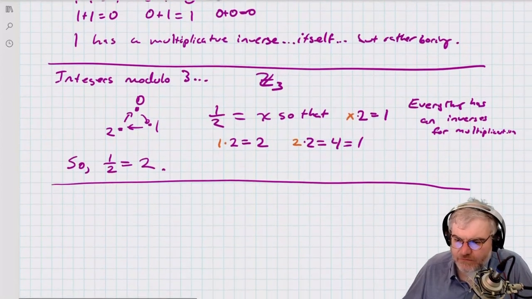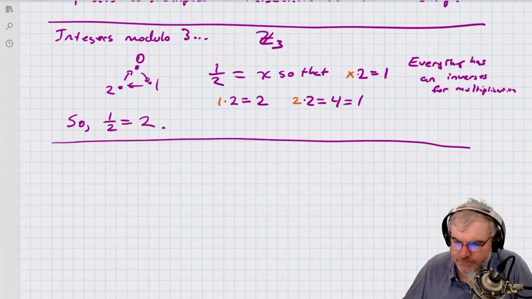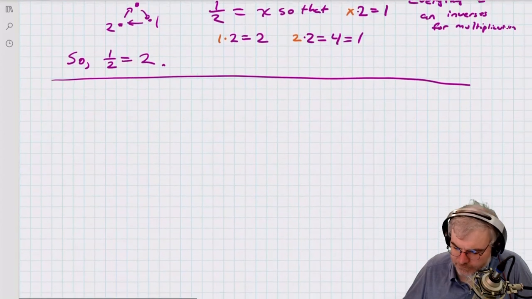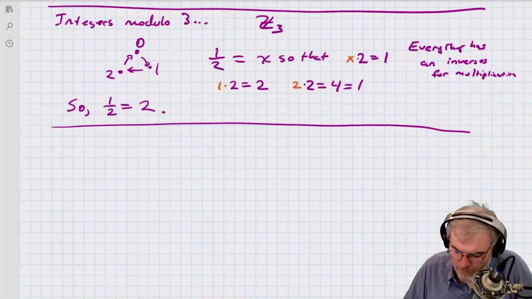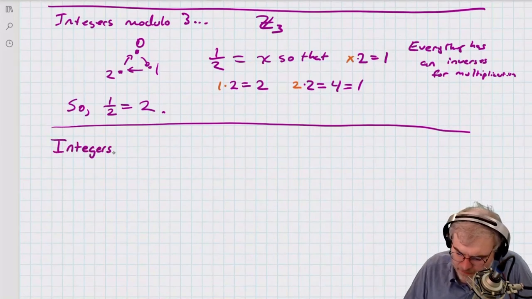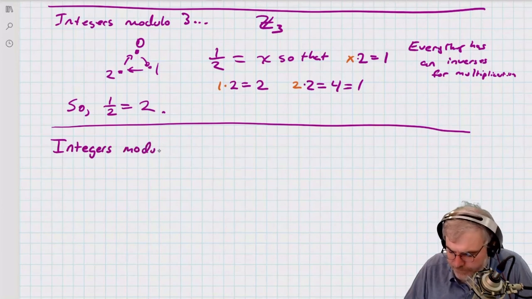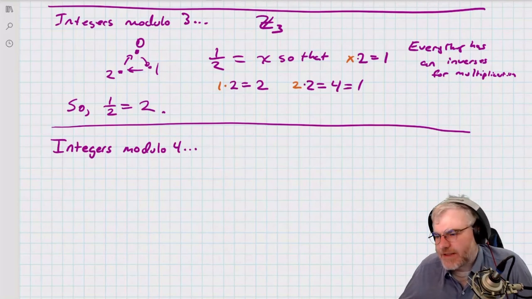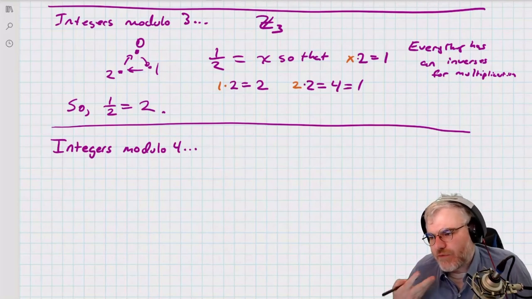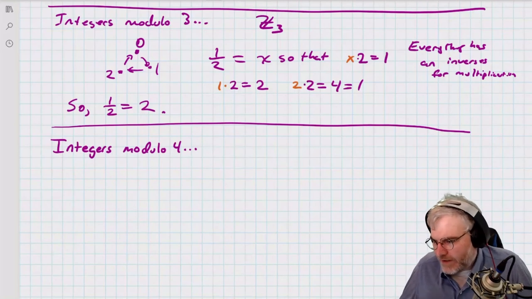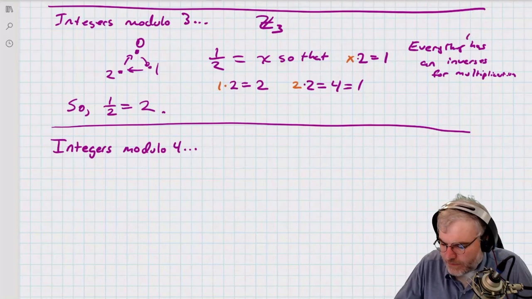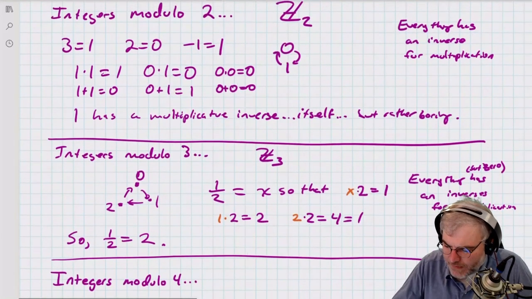What about Z4? Remember, when math teachers say things are trivial, trivial means that the multiplicative inverse of 1 is 1, right? 1 times 1 is 1. And 0 doesn't have one. Everything but 0. Right? Everything but 0.